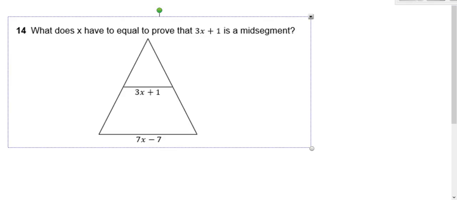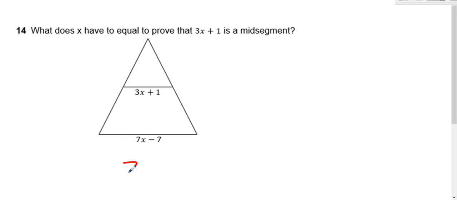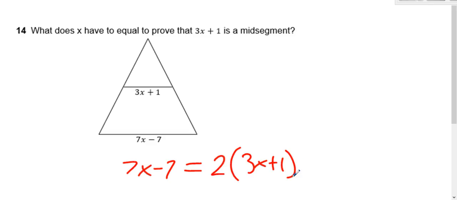This question uses that same theorem, that the mid-segment is half the length of the base, which means to equal the base, you have to multiply the mid-segment times 2. So that's 2 times 3x plus 1. Then they'll be equal. You have to double the mid-segment to equal the base.